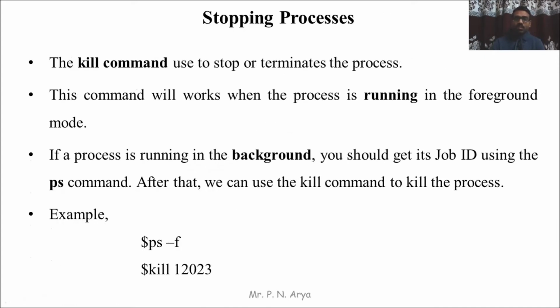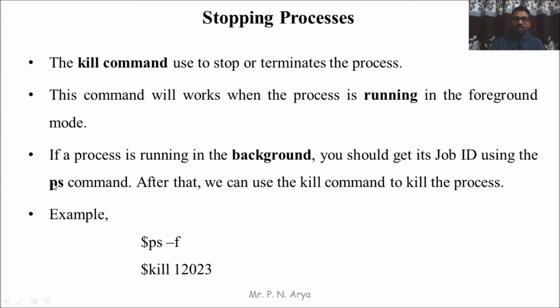Next is stopping a process, which means how to stop a process. The kill command is used to stop or terminate a process. This command will work when the process is running in the foreground mode. If a process is running in the background, you should get its job ID using the ps command, and after that we can use the kill command to kill the process.